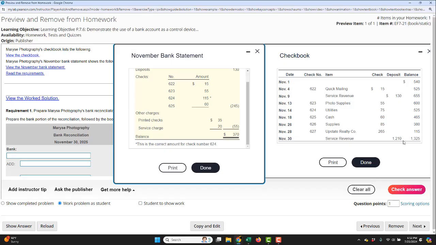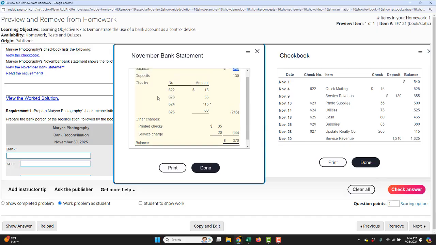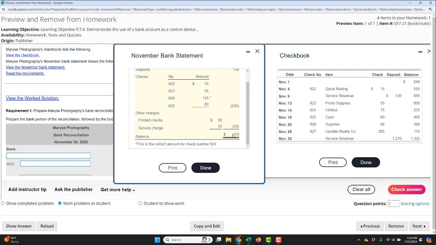And in this case, we have a checkbook. So you can see that in our checkbook, it says our balance as of the end of the month is 1,325. But the bank is saying that it's 370. So we're going to try to figure out what is in the bank statement, but not in the checkbook, and then vice versa. What is in the checkbook and not in the bank statement? And after we reconcile those two, we should get the same balance.